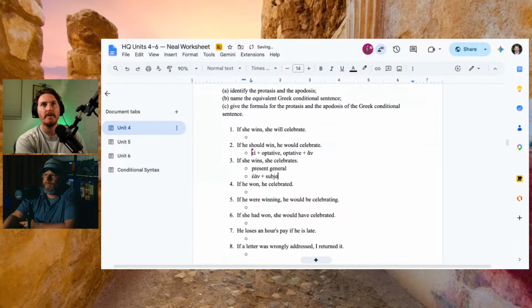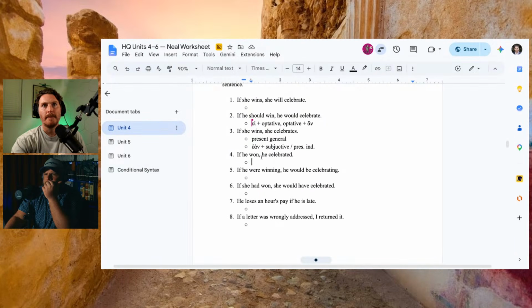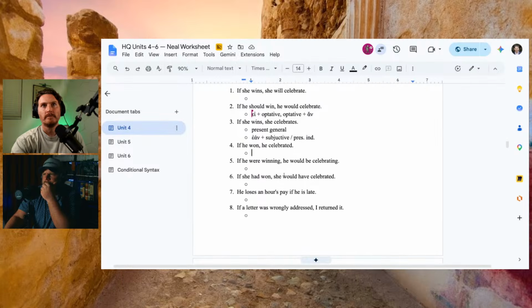So it's present general, and yes, you're going to say ean plus subjunctive. Very good. I was just going to say present general. And then what's on the other side? Present indicative. Yeah, present indicative, exactly. Okay. And then if he won. If he won is the protasis, and then he celebrated is the apodosis. And you can see we're using past tenses here in English, so we can kind of infer what it's going to be.